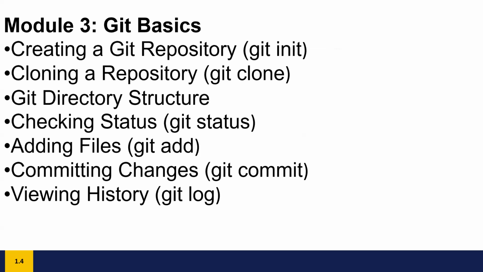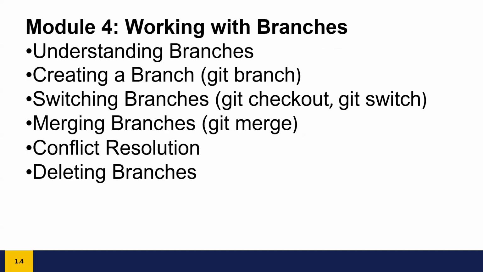Module 3, Git basics: creating a Git repository, cloning a repository, Git directory structure, checking the status, adding the files, committing the changes, viewing the history. And module 4, working with branches: understanding the branches, creating a branch, switching from one branch to another, and merging the branches.